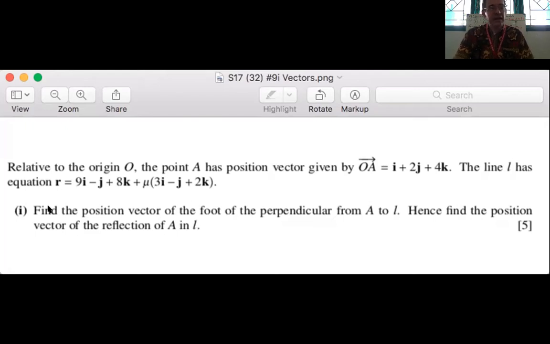However, this time it says find the position vector of the foot of the perpendicular from A to L. So the foot of the perpendicular is that letter N, that normal spot that I put on the previous examples. The foot is where the perpendicular touches the line, and hence find the position vector of the reflection of A in L. So it's looking for 2 position vectors. It's not looking for lengths. And one of the position vectors is actually a reflection.